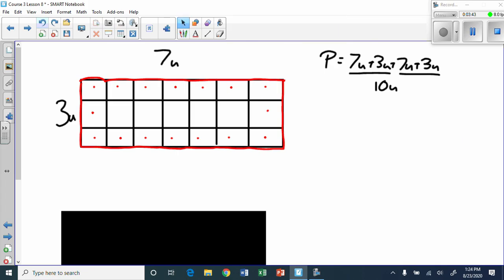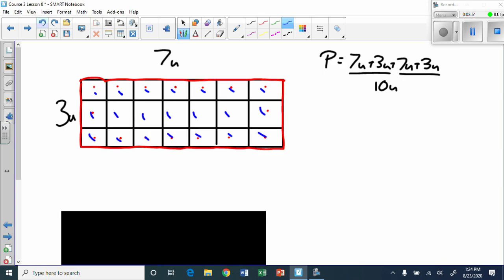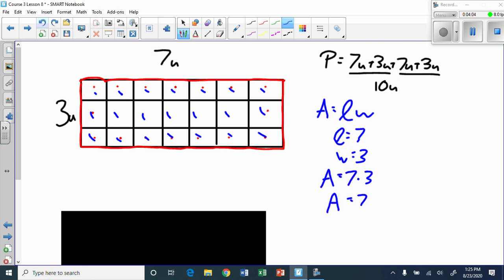Now if we wanted to do the area, we count the squares, 1 through 21. Area is length times width. I have the picture drawn. Length is 7, width is 3, area equals 7 times 3, area equals 21 units squared, because each of the units we're measuring now is a square.